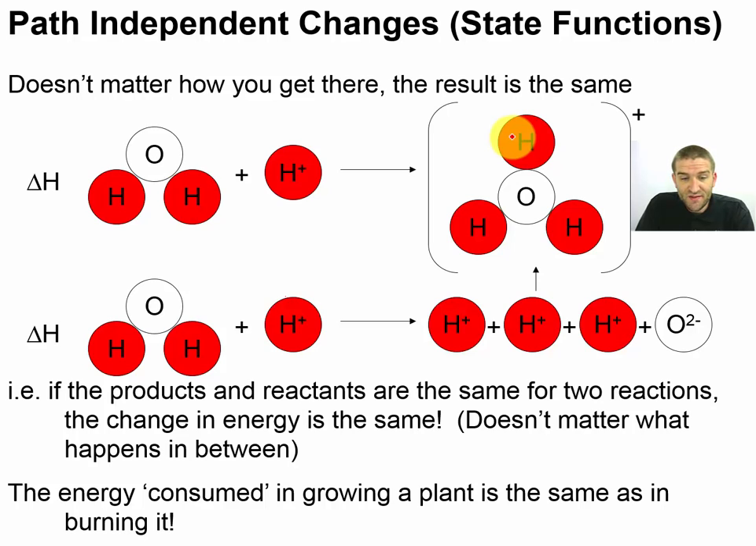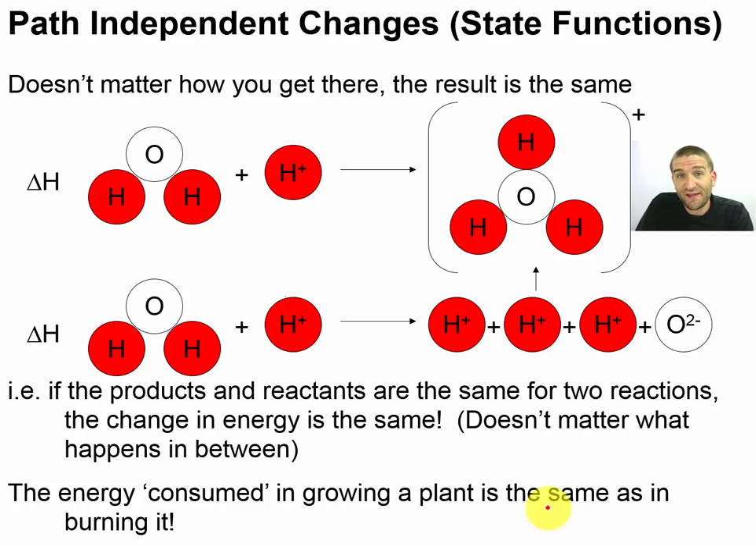Now that also means the energy consumed in growing a plant is going to be the same energy that we get back when we burn the plant, because one is going to be a combustion reaction, burning the plant, and in a combustion reaction we're going to take all those sugars and everything, plus oxygen, to yield carbon dioxide and water. When we take carbon dioxide and water, remember what a plant needs to grow? It uses carbon dioxide and water to make all those fibers and things that were inside of the plant in the first place. So that's another example of a path-independent change.